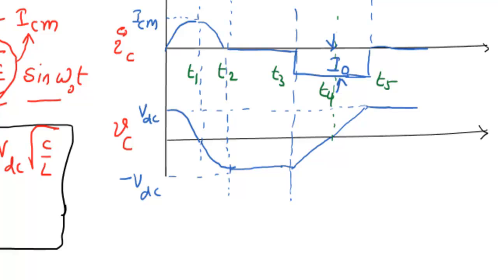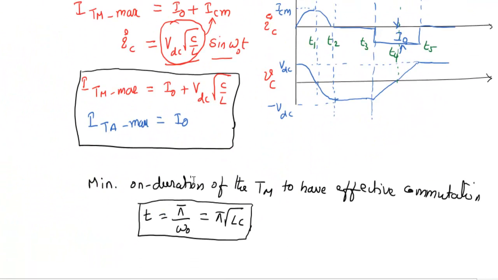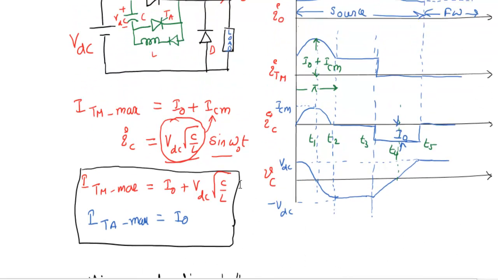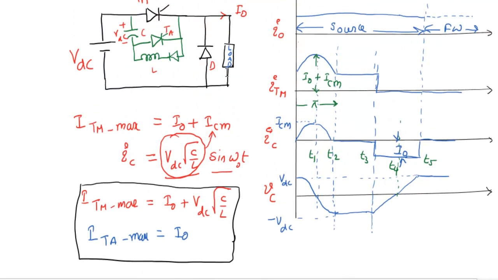There are two problems here in case of voltage commutation. First, the operation of the commutation circuit depends on the minimum on duration of the main thyristor. If the load is drawing very light, very low current, then the on duration is very small. In that case we can't make the voltage reversal across the capacitor, which means we can't turn off this thyristor. That's problem one.